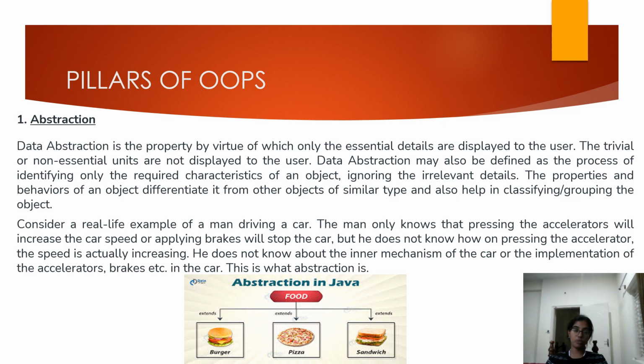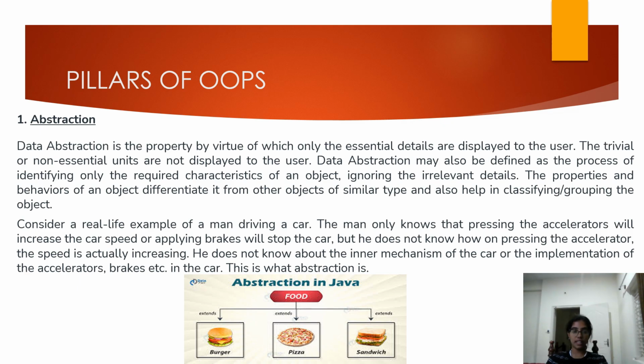Coming to the pillars of OOPS, there are 4 important pillars of OOPS. The first one is data abstraction. Data abstraction is a property by virtue of which only the essential details are displayed to the user. The trivial or non-essential units are not displayed to the user. Data abstraction may also be defined as a process of identifying only the required characteristics of an object, ignoring the irrelevant details. The properties and behaviors of an object differentiate it from other objects of similar type.